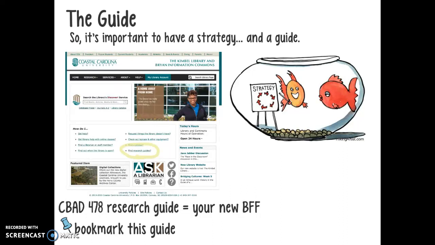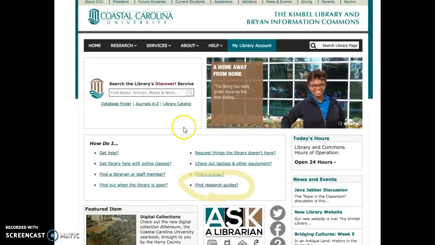In fact, if you look at your screen right now, you should see this little area circled that says Find Research Guides. This is at the library homepage, and the library homepage, by the way, is library.coastal.edu. So when you go to the library homepage, this should be what you see, and you should see an option for Find Research Guides down here. That'll give you a little close-up.